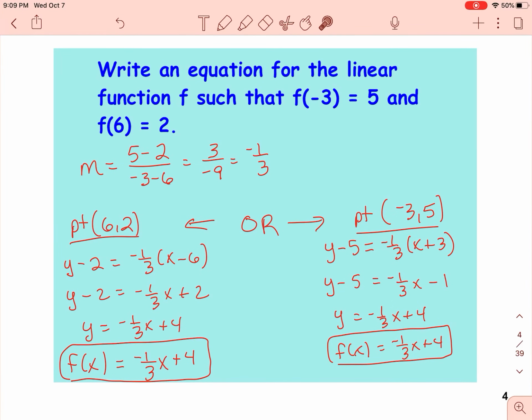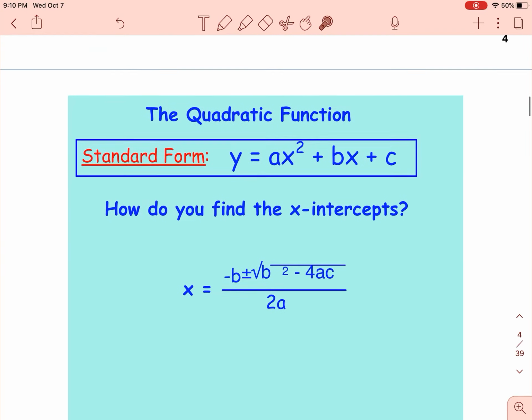So here's an example of a problem. Again, the same thing that we did before. You find the slope, y2 minus y1 over x2 minus x1. And you can see here, you can choose either point and you end up with the same answer. You always start with point slope form. With the point (6, 2): y minus 2 equals the slope we found, negative 1/3, times x minus 6. And then if you use y minus 5 equals negative 1/3, again the same slope, x minus the negative 3, which is plus 3. When you simplify it all out, you get the same answer.